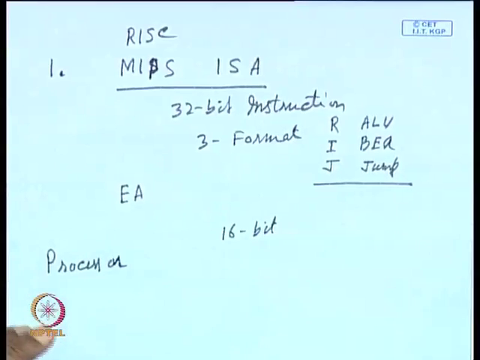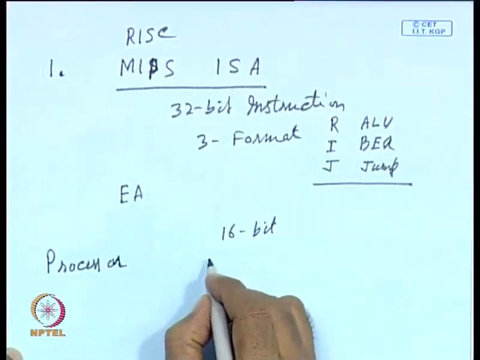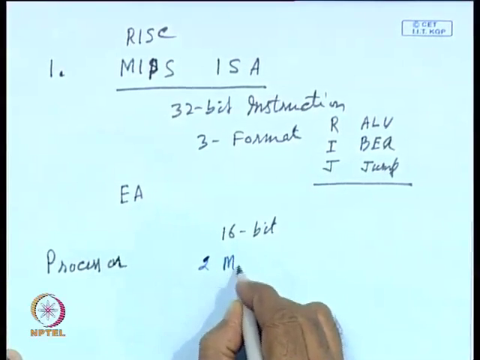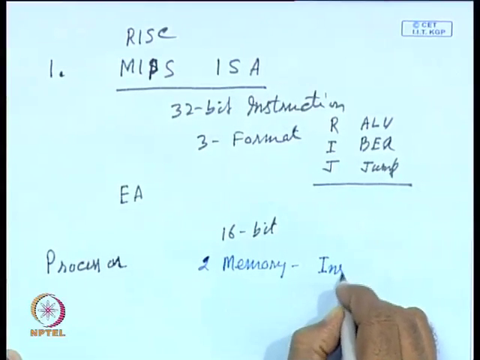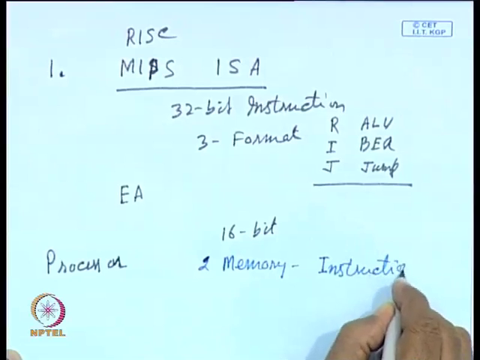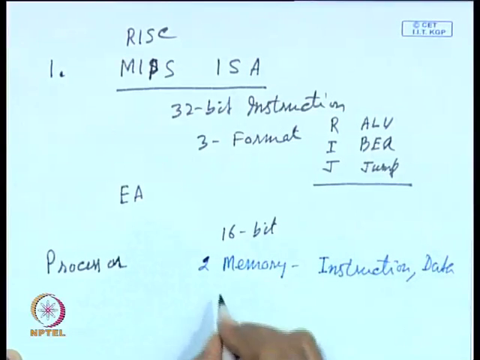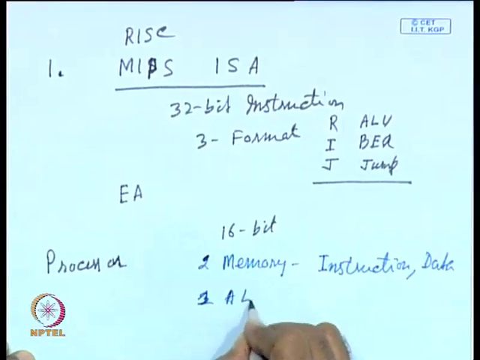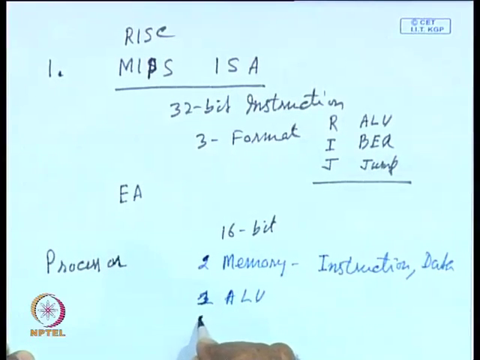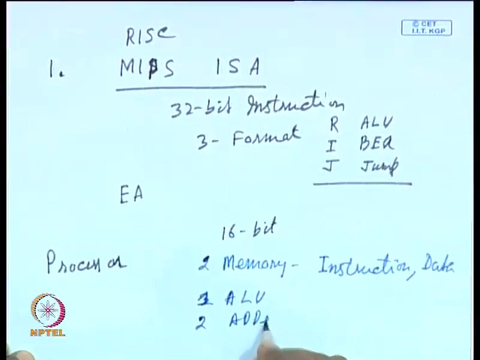Because the processor requires, what are the things required? It requires two different types of memories. One is for instruction, and the second one is for data. You will require one ALU and two adders. And by doing that, you can implement all the data paths. And of course, you will require a number of multiplexers.